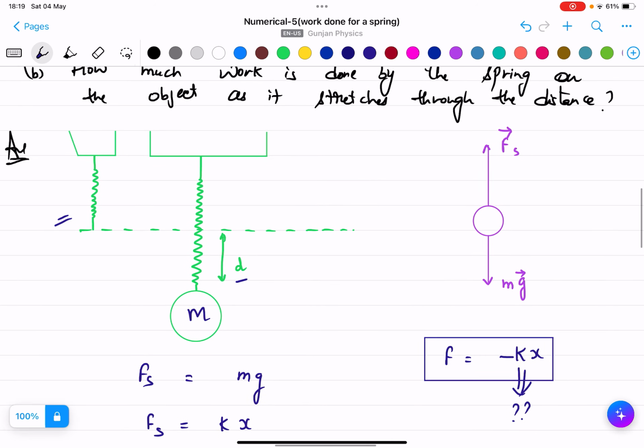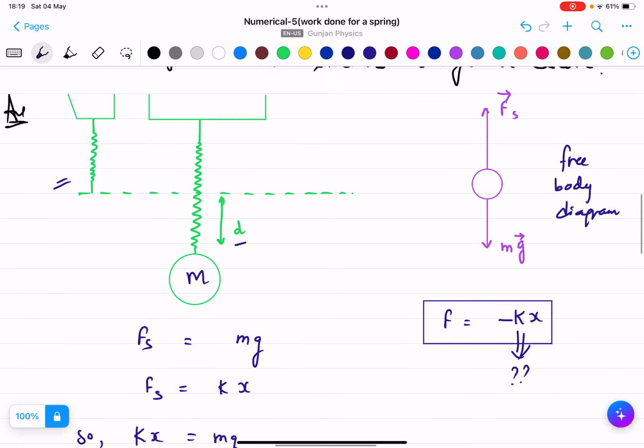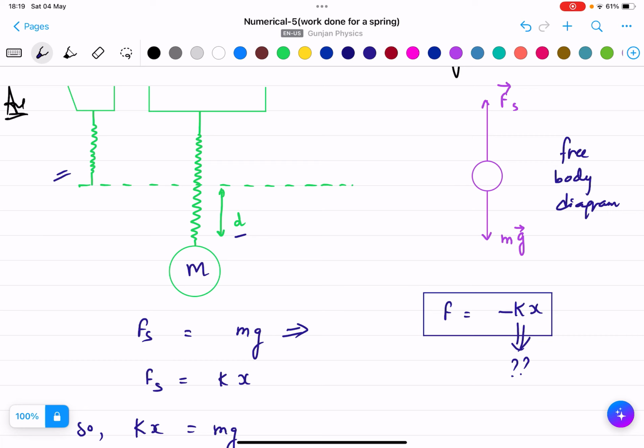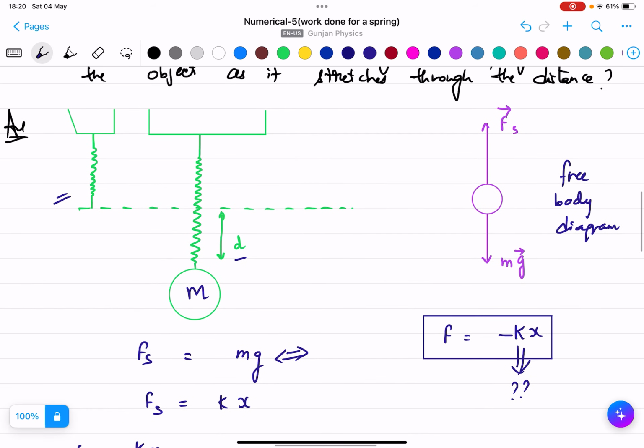So first of all, we will make a free body diagram as we do in all of the questions of force. So mg is the direction of the force which is due to gravity. But due to the spring system, there is an opposite force, Fs. So can I say Fs equals mg, right? Due to the free body diagram. And now we know Fs equals kx, right? We are not considering this negative sign. Why? Because it is already taken into account, because this force is due to the spring.